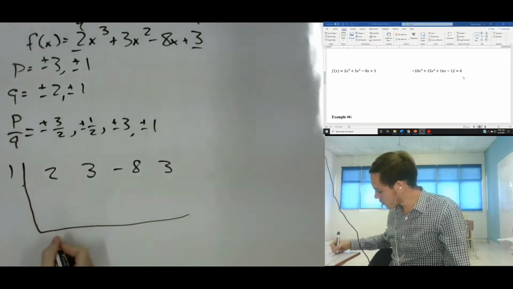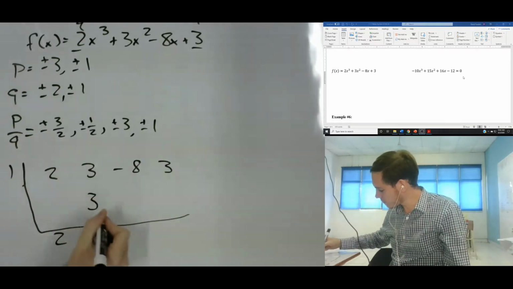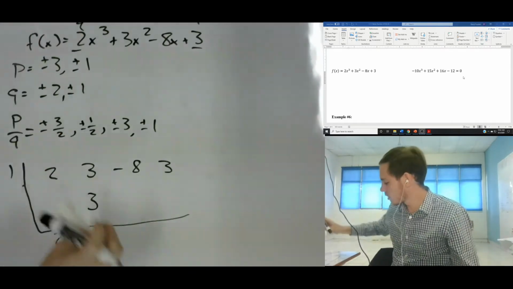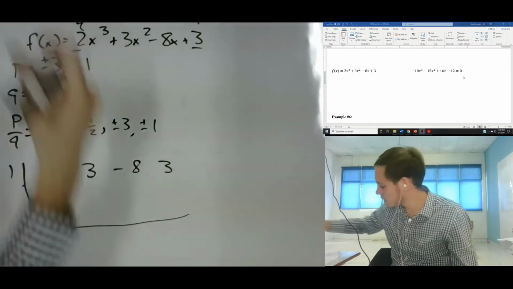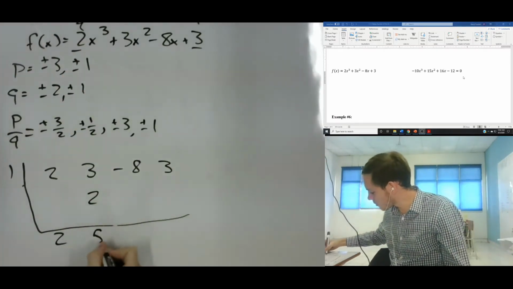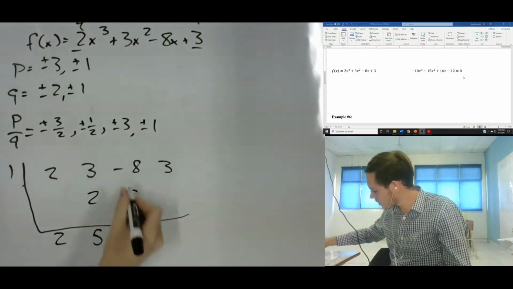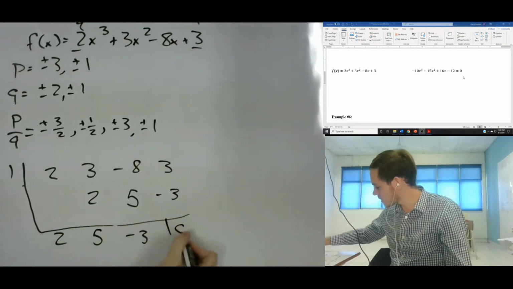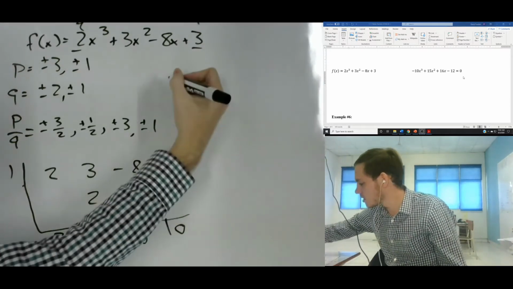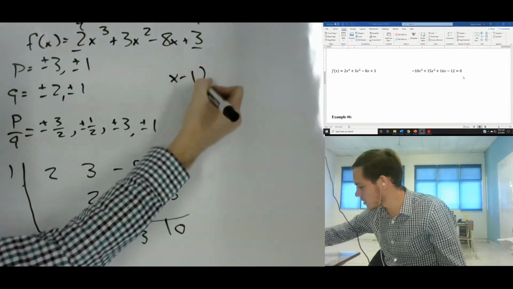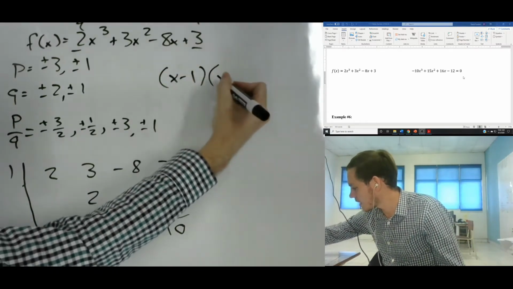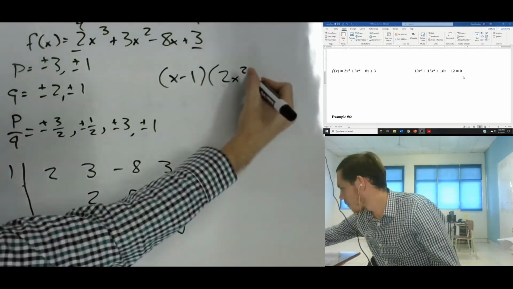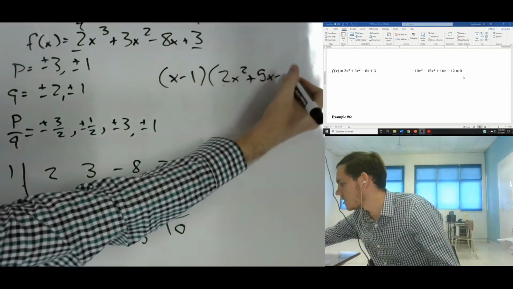So let's go with 1. So 2, we bring down 2. Then you don't add them, you multiply. So 2 times 1 is 2, which becomes 5. 5 times 1 is 5. This becomes -3. -3 times 1 is -3. So you get 0. So our first answer, x minus 1, is going to be one factor, times, what's our answer? 2x squared plus 5x minus 3.